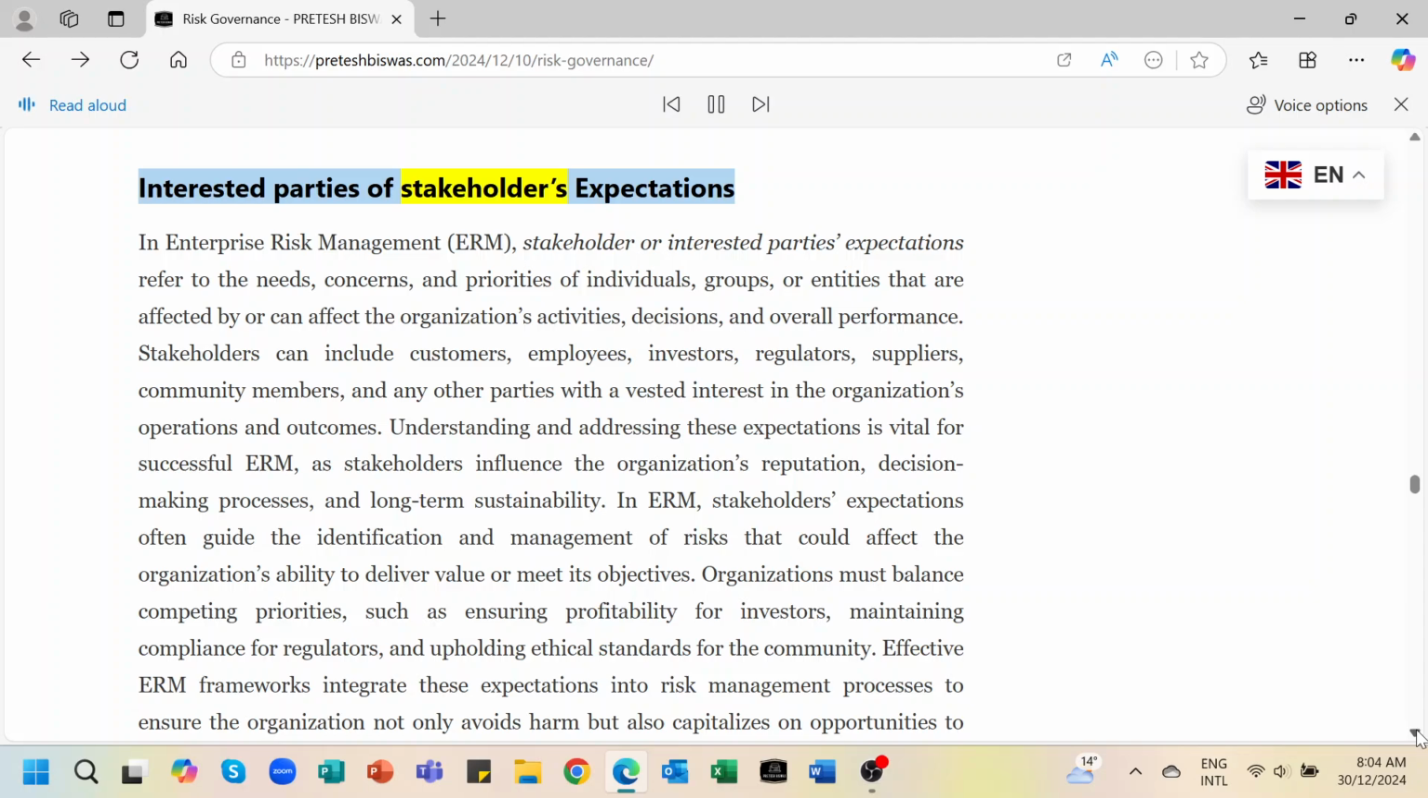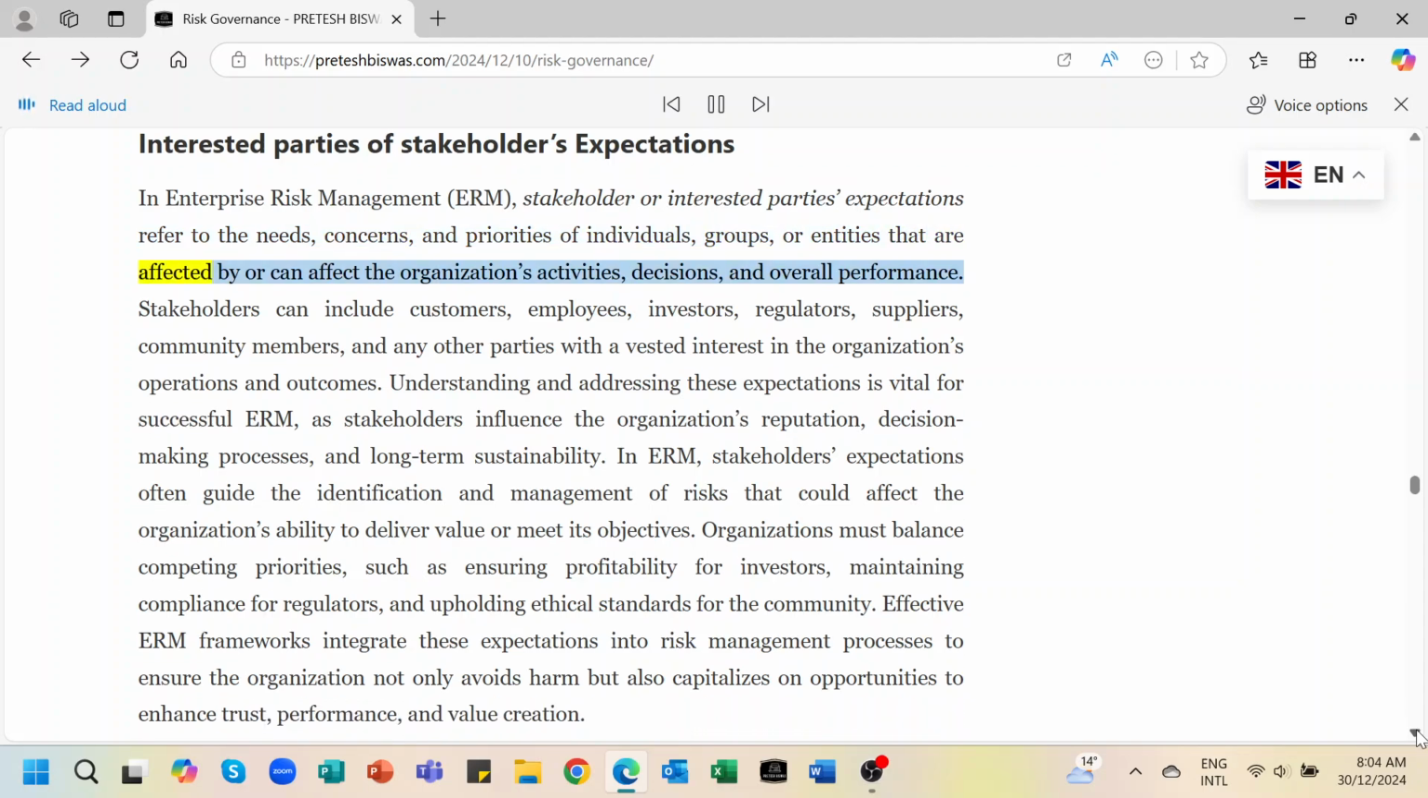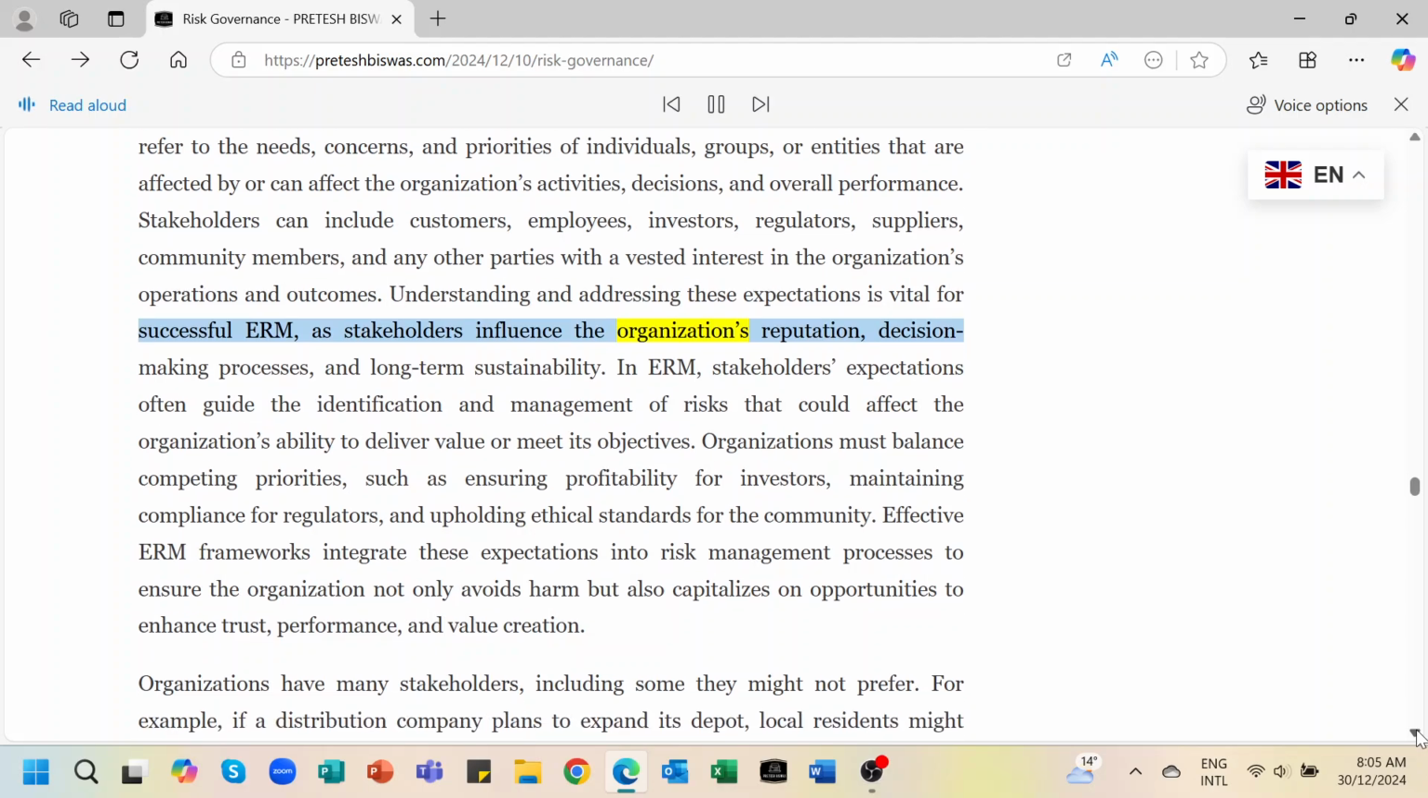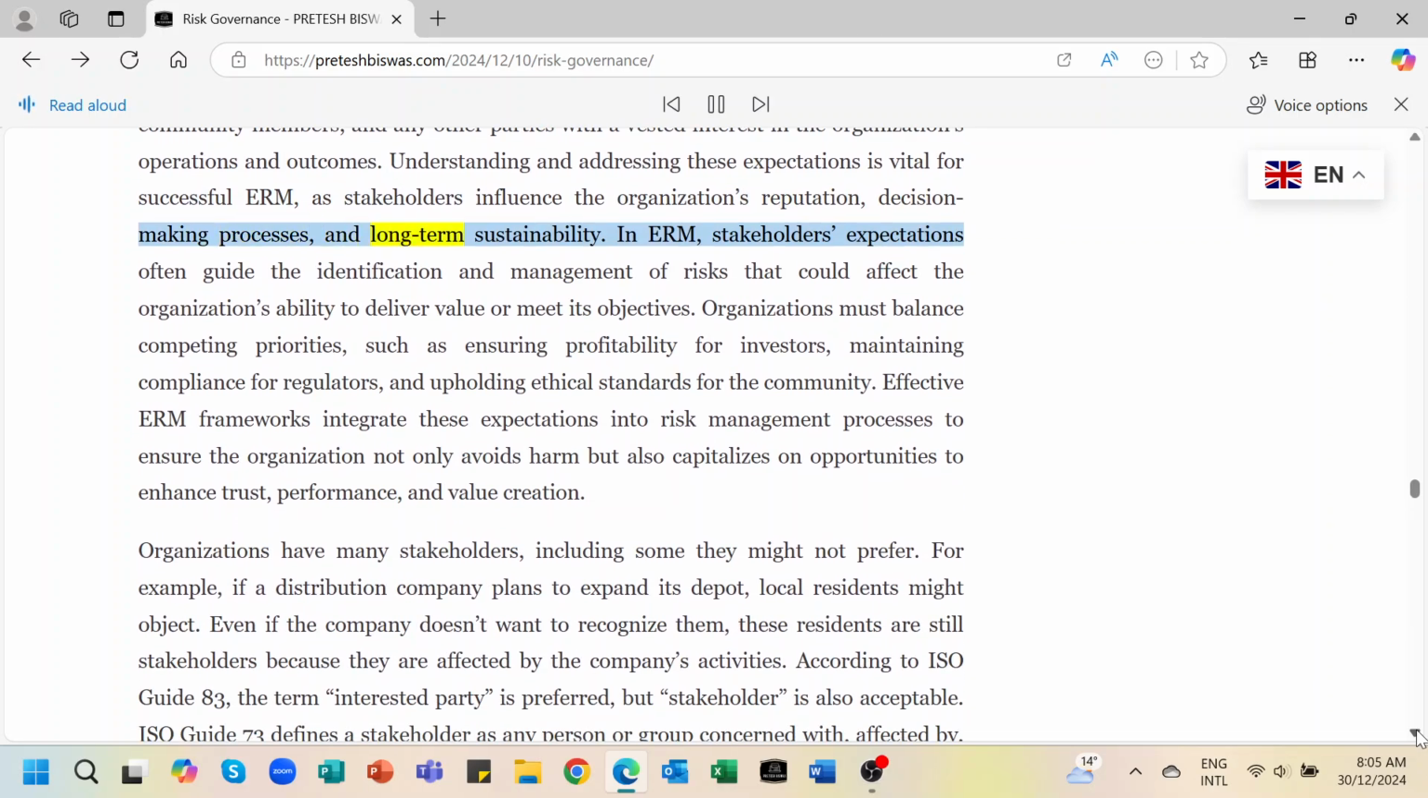Interested parties or stakeholders' expectations. In enterprise risk management, ERM, stakeholder or interested parties' expectations refer to the needs, concerns, and priorities of individuals, groups, or entities that are affected by or can affect the organization's activities, decisions, and overall performance. Stakeholders can include customers, employees, investors, regulators, suppliers, community members, and any other parties with a vested interest in the organization's operations and outcomes. Understanding and addressing these expectations is vital for successful ERM, as stakeholders influence the organization's reputation, decision-making processes, and long-term sustainability.